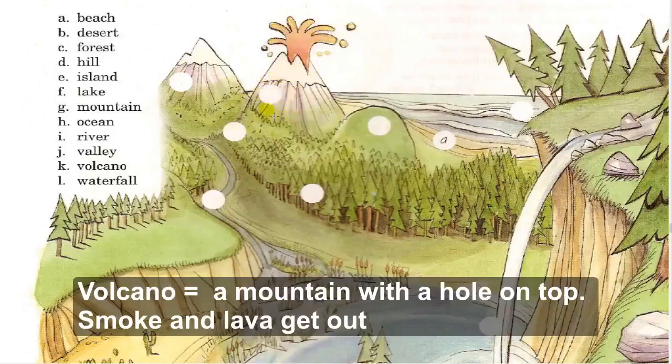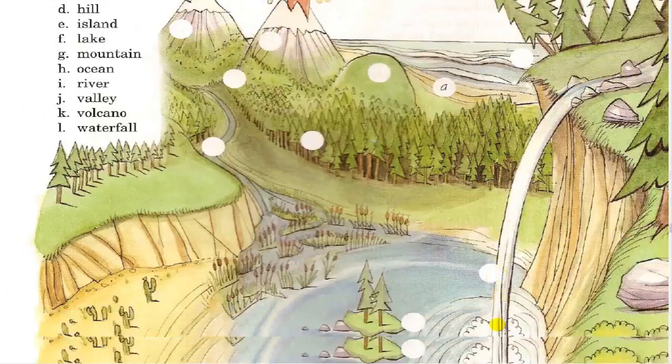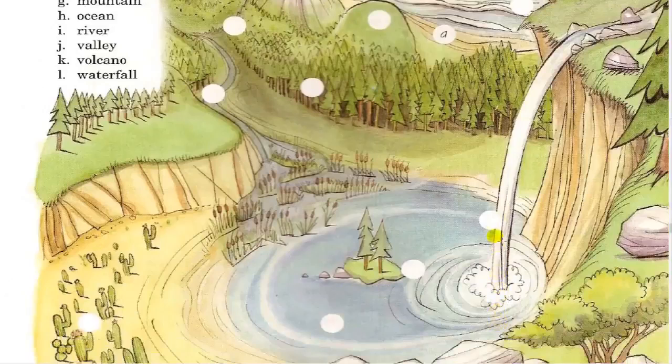A volcano is a mountain. It has a hole on top, and fire, lava, and smoke get out of the mountain. So this is lava, fire. So this is a hill, a volcano, a mountain. Waterfall. This is number L. This is a waterfall, for example, Niagara Falls.